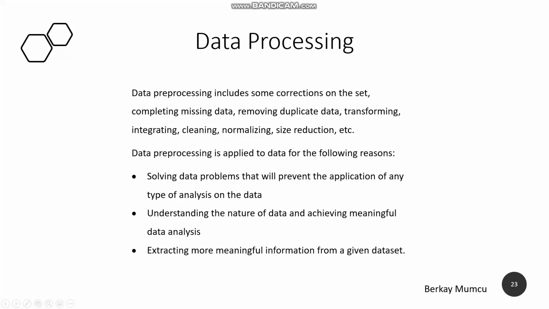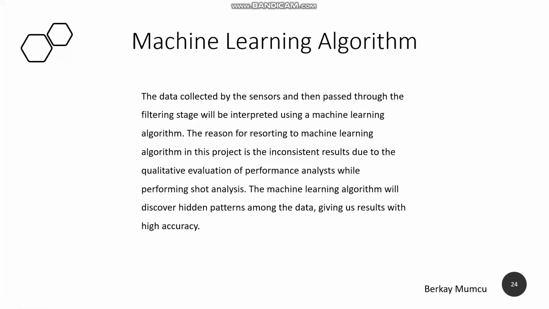Data preprocessing includes some correction on the set, completing missing data, removing duplicate data, transforming, integrating, cleaning, normalizing, size reduction, etc. Data for a machine learning algorithm must undergo some data preprocessing. Raw data is always noisy and can mislead the data's intended use. In data processing applications, 80% of the resources are spent on preprocessing and cleaning the data. The machine learning algorithm will discover hidden patterns among the data, giving us results with high accuracy.